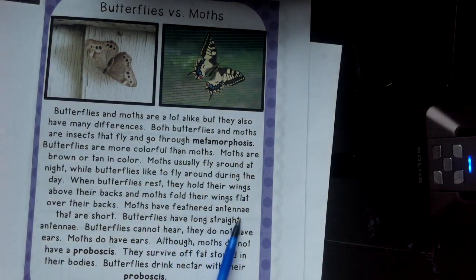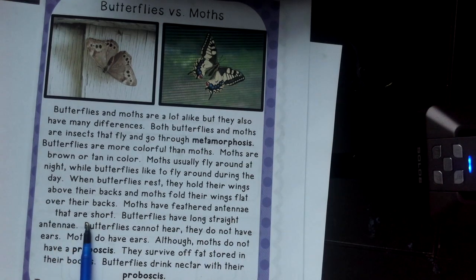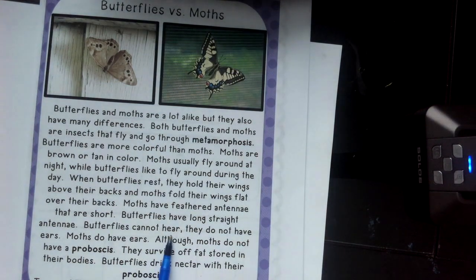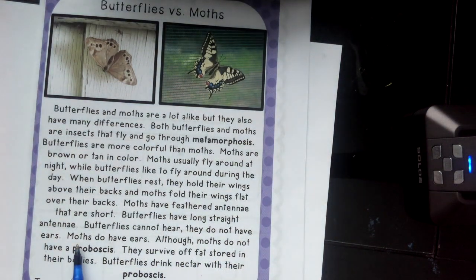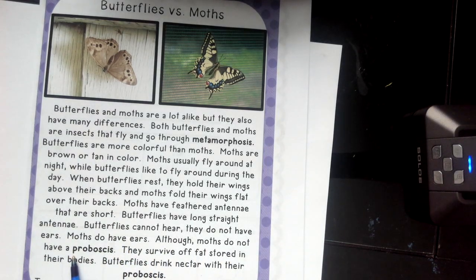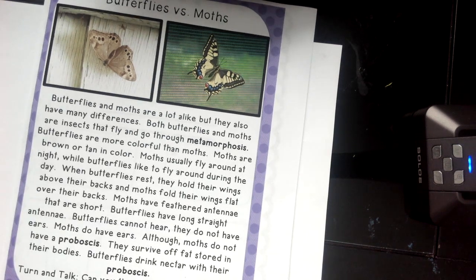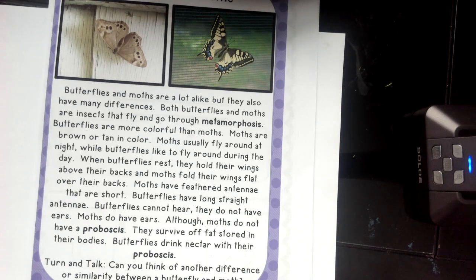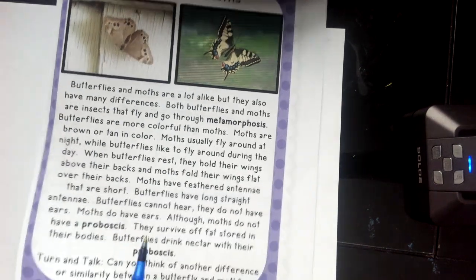Moths have feathered antennae that are short. Butterflies have long, straight antennae. Butterflies cannot hear. They do not have ears. Moths do have ears. Although moths do not have a proboscis, they survive off fat stored in their bodies. Butterflies drink nectar with their proboscis. Our turn and talk says, can you think of another difference or similarity between a butterfly and a moth? Think about that.